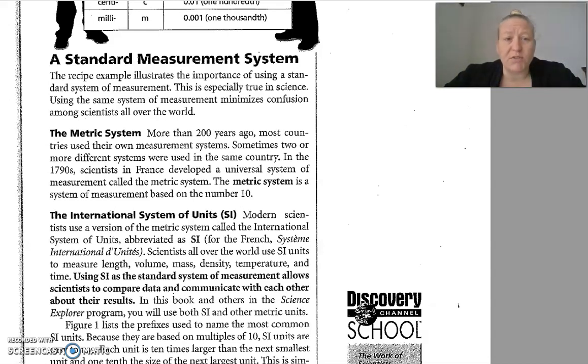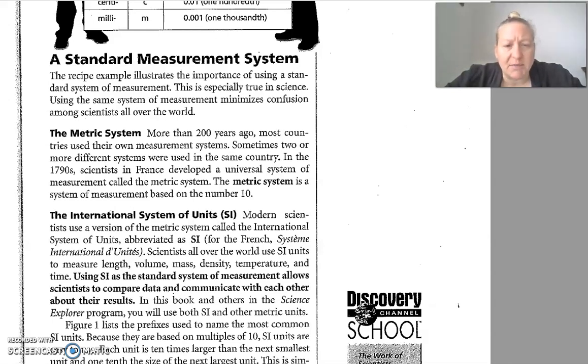In science, we do use the metric system a lot because we can compare our results to scientists all over the world. So more than 200 years ago, most countries used their own measurement system. Sometimes two or more different systems were used in the same country. In the 1790s, scientists in France developed a universal system of measurement called the metric system. The metric system is a system of measurement based on the number 10.